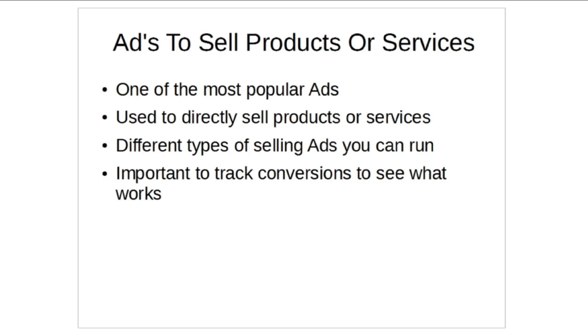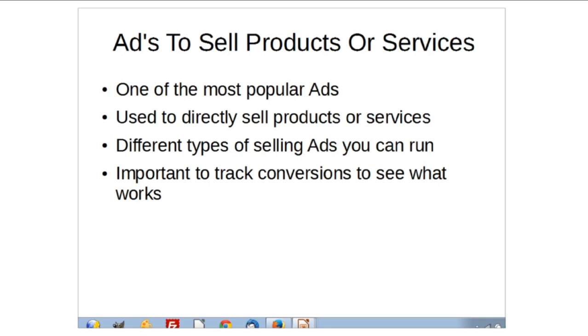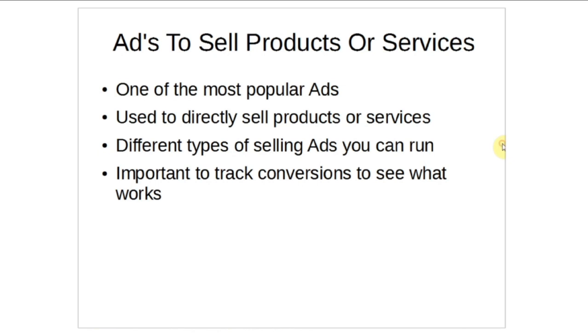So this type of ad, you are not asking people just to like your page, and you're not asking them to just come and visit your website, you're actually asking them to take a specific action. You're asking them to buy a product, book your services. There are different types of selling ads that you can run. It's important that you track conversions with this one, just as with all your other ads, to see what's working and what isn't. But you especially want to see how many people are actually buying your product or service compared to how many people are coming through and visiting your offer page.